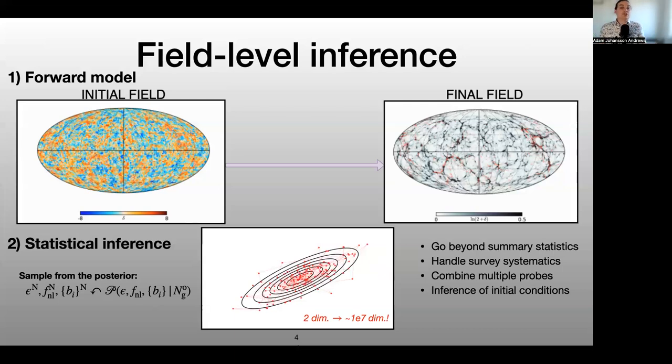Mainly, we're able to go beyond summary statistics, since we don't break down or simplify the field anywhere. We're using the entire cosmic field in our analysis pipeline. We're able to include higher-order correlation functions, or higher-order statistics, in the density fields. Since we're using this forward model approach, we're also able to handle observational effects or survey systematics in the analysis pipeline itself, instead of post-processing the data, for instance, to mitigate these effects.